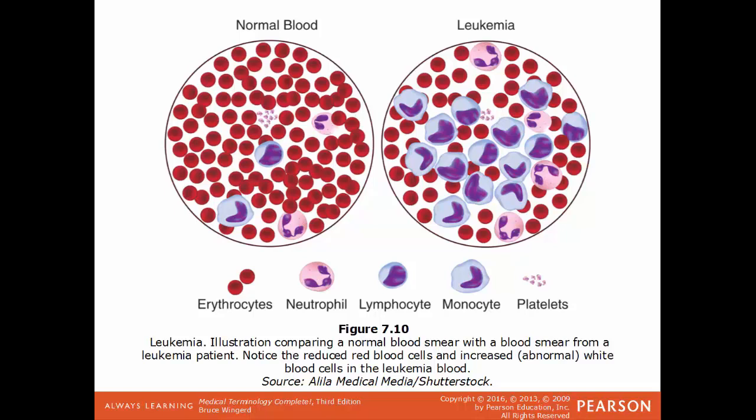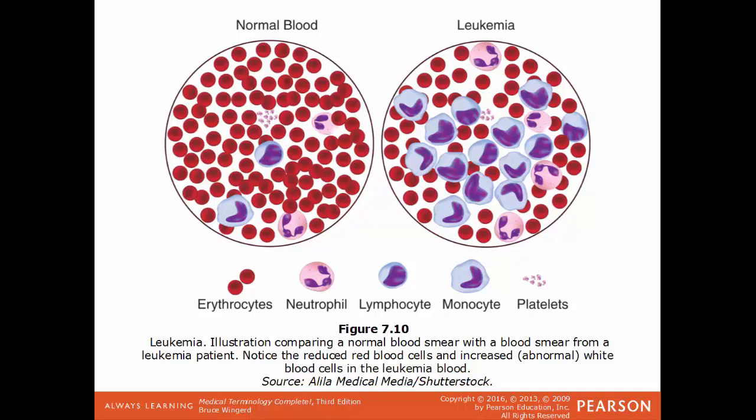But when you have leukemia, you have a high number of white blood cells that are made, but they're immature and non-functioning. So you will see a much higher proportion or much higher rate of white blood cells. So instead of seeing just a few kind of scattered around in any given sample, you will see a lot of white blood cells.